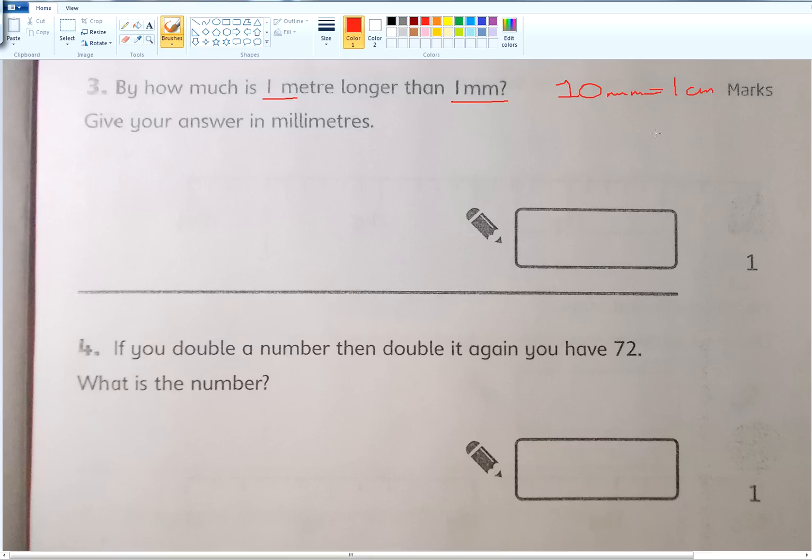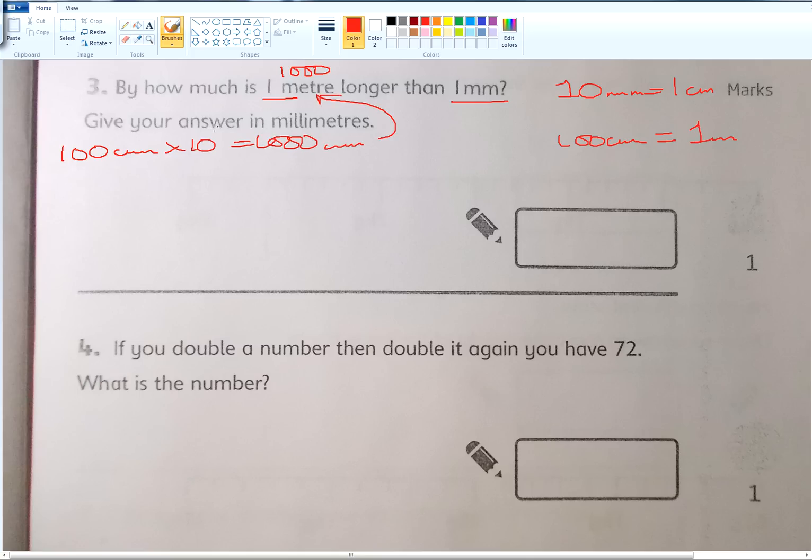And how many centimeters make a meter? 100. And 100 centimeters makes 1 meter. So in 1 meter, we actually have how many millimeters? 1,000. Because you have 100 centimeters, and in each centimeter, you have 10 millimeters. So in a sense, what we're doing here is the calculation 100 centimeters times 10, which gives you 1,000 millimeters in the meter.